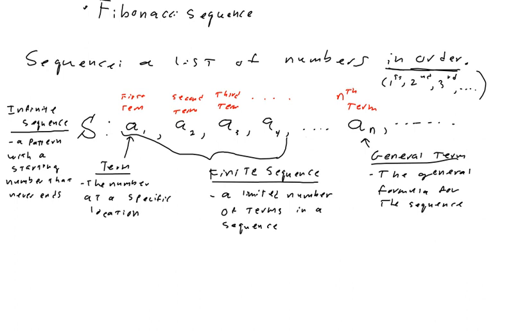So we have these patterns of numbers, these sequences of numbers, and these terms we use to describe the locations of numbers in this pattern. We have a finite sequence or infinite sequence, and we have this general term that describes the pattern. It basically describes the equation, the formula that we use to create the sequence.